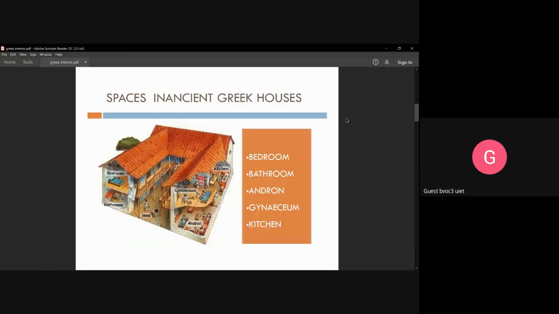So basically, this is a typical layout for the ancient Greek houses. The spaces were divided, so they have a bedroom, they have a bathroom. Then this gymnasium is like a hangout place for females, for the ladies. The andron was for the males, and the kitchen.